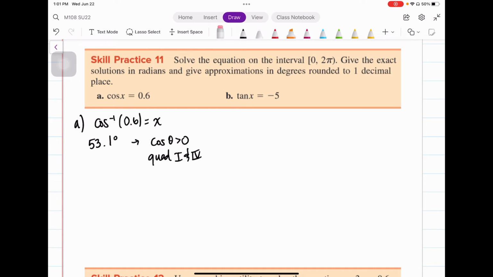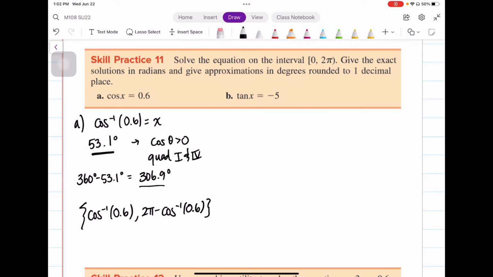So in the fourth quadrant, what we do is we take 360 degrees minus our angle, and we get 306.9 degrees. So the degree answers are 53.1 degrees and 306.9 degrees. For radians, we don't want an approximation, which means I don't want some decimal number. I don't want to turn my calculator into radians and do the same thing. I want to leave it as an inverse function. The radian solution then for the first quadrant is cosine inverse 0.6. And the fourth quadrant is 2 pi minus cosine inverse 0.6. And those are my solutions.